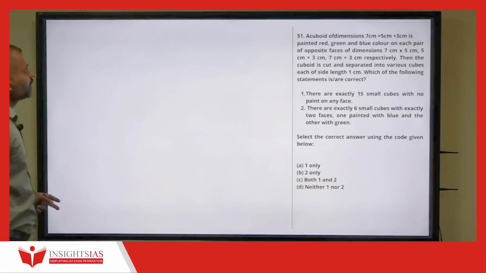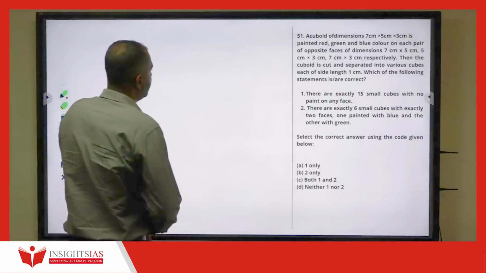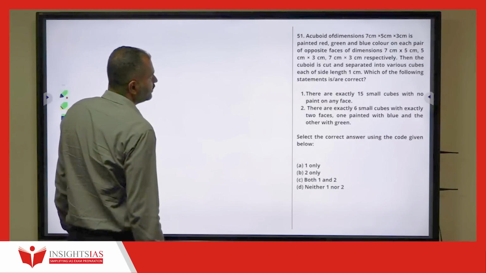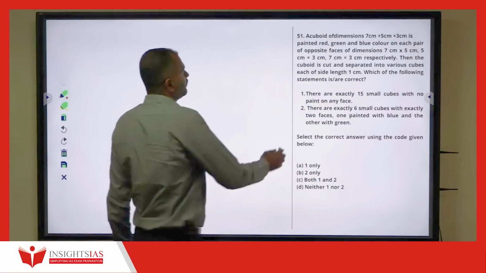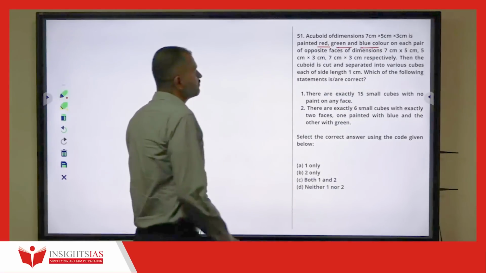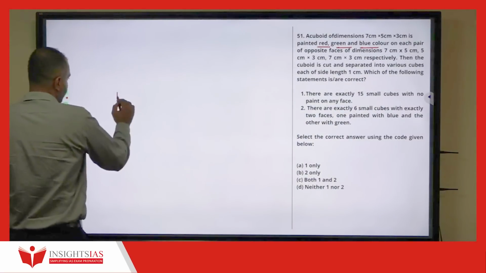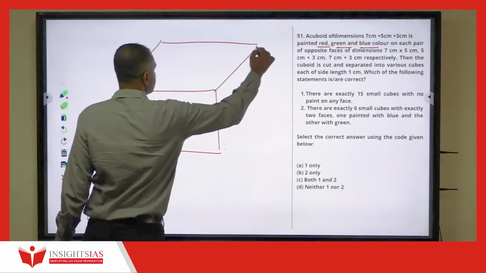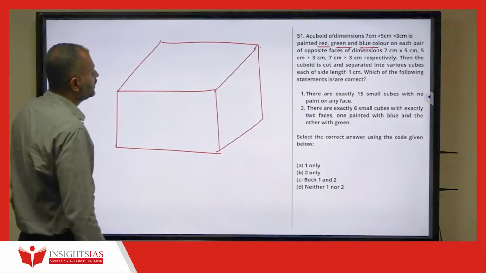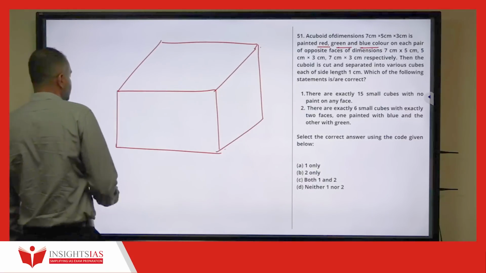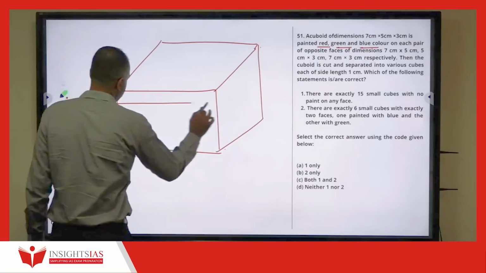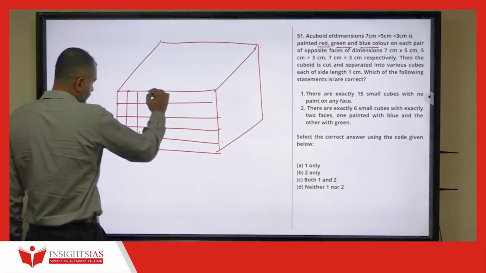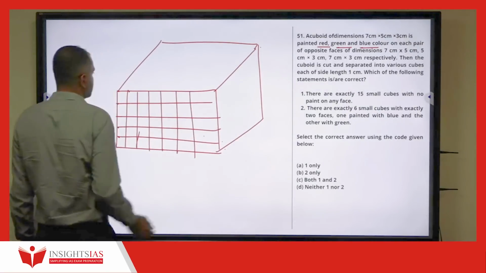Okay, this one: a cuboid of dimension 7 cm, 5 cm, 3 cm, painted red, green and blue, with opposite faces 7 into 5, 5 into 3, 7 into 3 respectively blue, green, red, separated. Now look here, I'll draw this one. This is the cuboid required and we'll make the partition 7 into 5 first. This is 7.